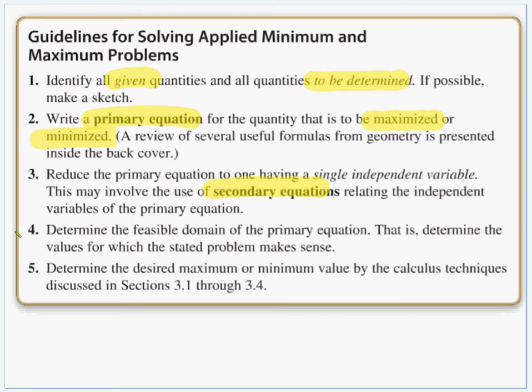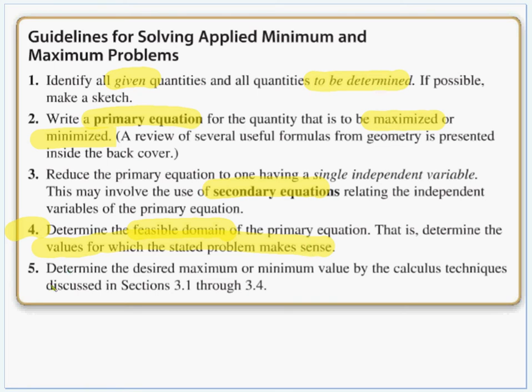Number 4 is not super critical for most problems. If you forget this part, it usually won't hurt you, but sometimes it does if our min or max occurs at an endpoint. It says here, determine the feasible domain of that primary equation, or what values, usually of x, does the stated problem make sense. Again, most of the time it's not going to be critical to finding the correct answer, but it does pop up.